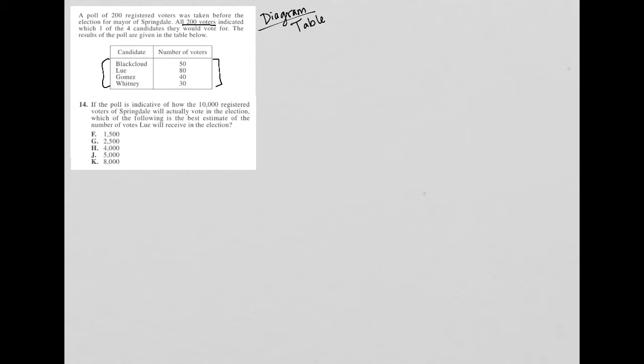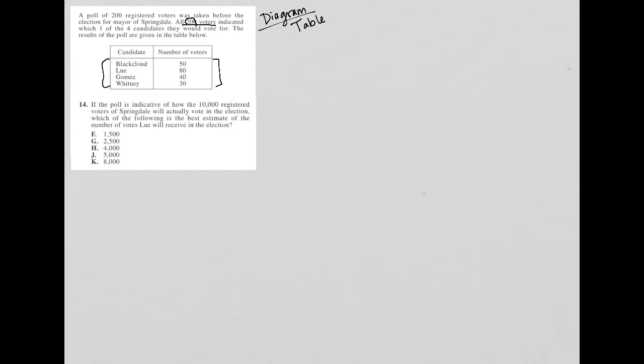So only 200 people were polled, but this question is saying we're going to act as if the way the votes broke down from the 200 will be the same way that they will actually break down or be dispersed among the four candidates among the 10,000 registered voters.